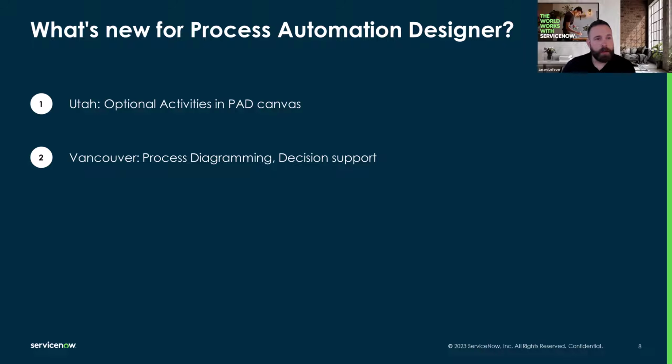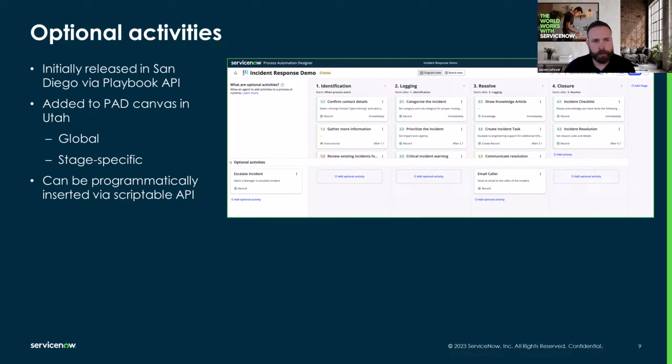All right, so let me go to the next slide. We're going to show a couple of screenshots before we go into our demo. So optional activities. What you see here is the PAD board view. This is the initial canvas experience that we introduced for building process definitions. You can see here I've got this swim lane at the bottom of my canvas. This is where you can insert your optional activities as you're designing your process. We support two types of optional activities today.